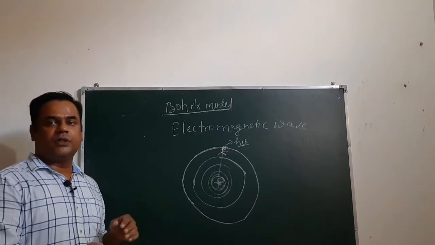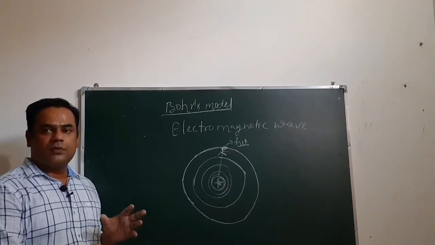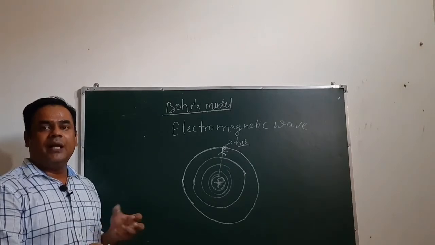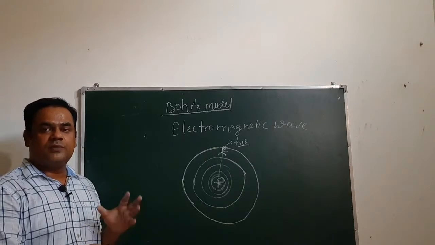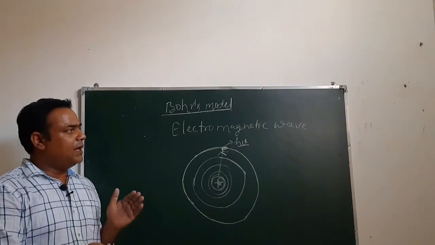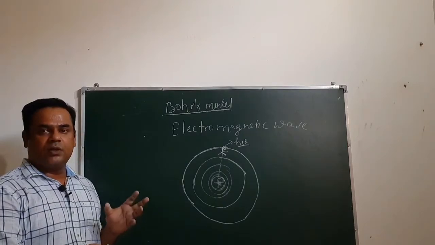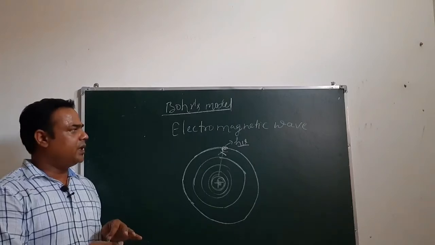From these three observations, Rutherford concluded that most of the space inside the atom is empty. But Thomson said that positive charge was distributed throughout the volume of the atom, while Rutherford's experiment concluded that most of the space inside the atom is empty.